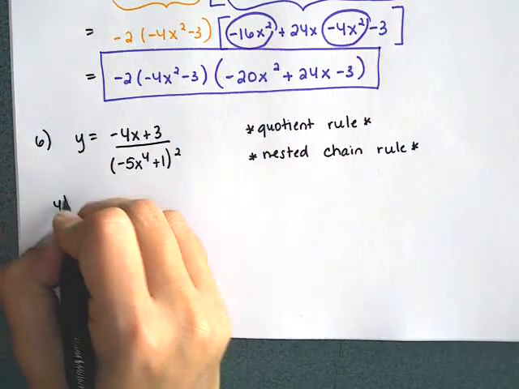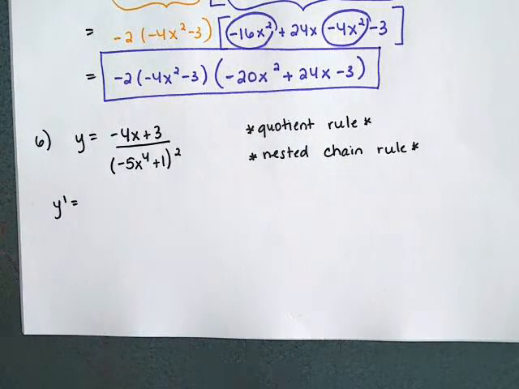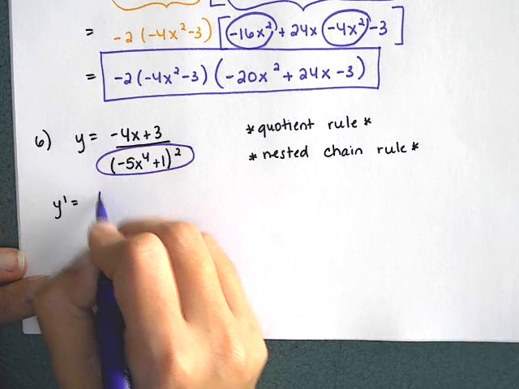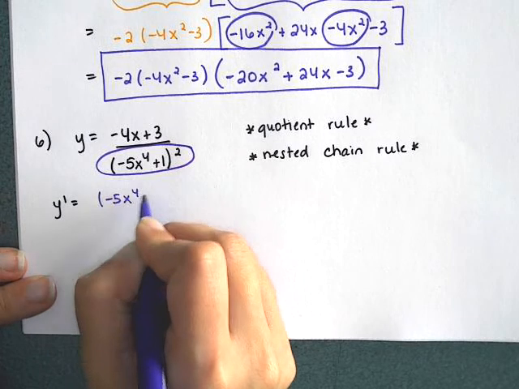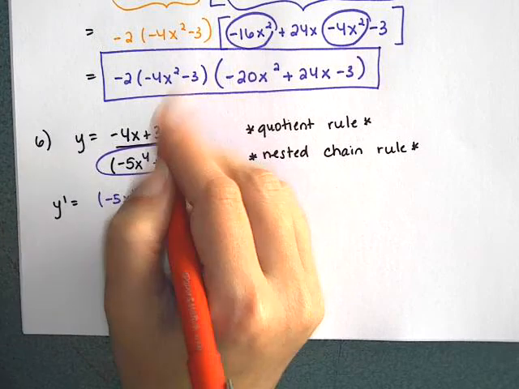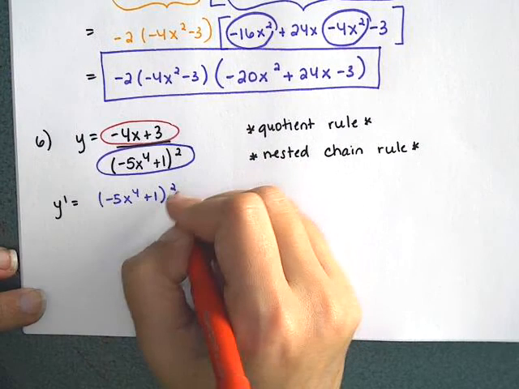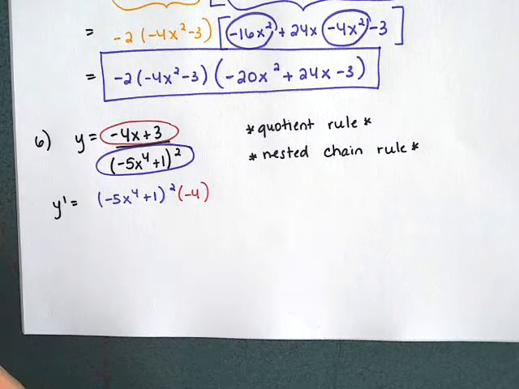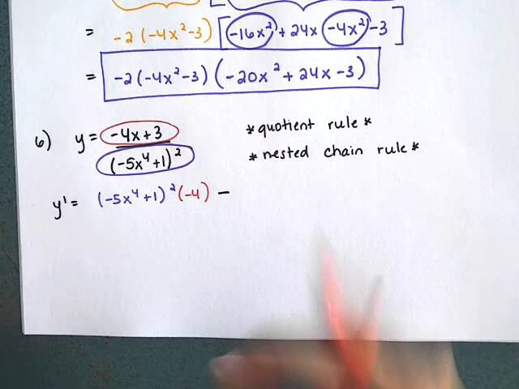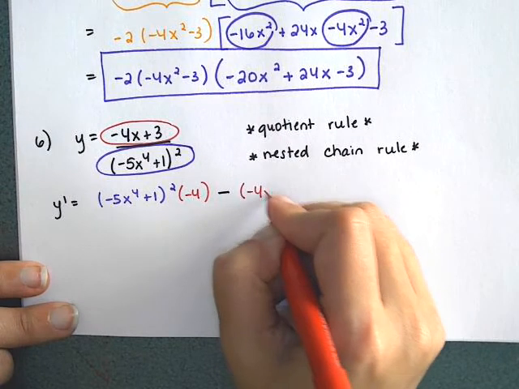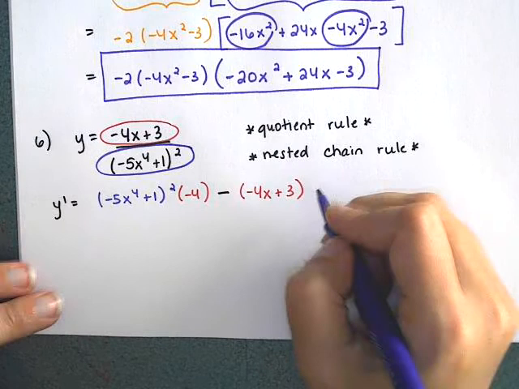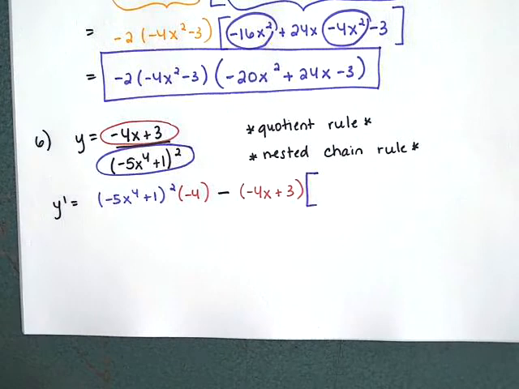Here we go. Low, which would be this guy, D high. So the derivative of the top would be negative 4. Now I'm going to put a minus and I'm going to do high, which is negative 4x plus 3, D low. Now this is where we have our nested chain rule.